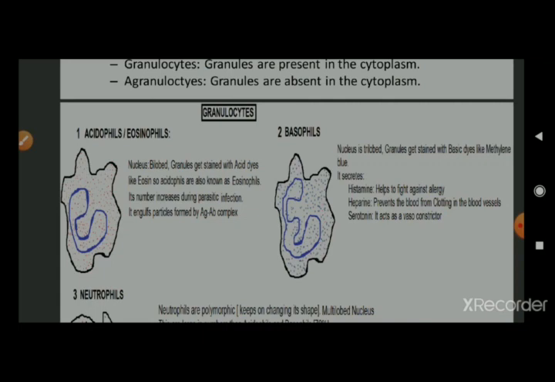That means when the blood starts flowing in high amounts during the time of injury, the blood vessels are constricted, and it is done with the help of serotonin, which is secreted by the basophils. So basophil acts as a vasoconstrictor. So these are the functions of basophils.